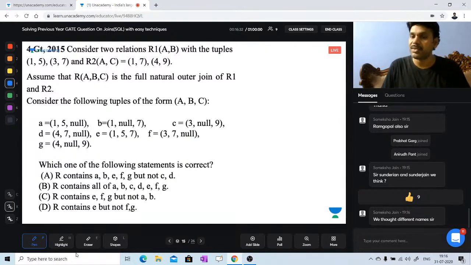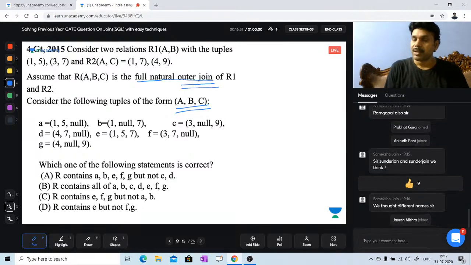This is your 2015 ISC Bangalore question. Please comment this way. Analyze this question carefully. R of ABC is a full natural outer join. Observe carefully. This is an outer join, a full natural outer join, where this R of ABC is being developed using one AB and one AC. After combining it, you got ABC.